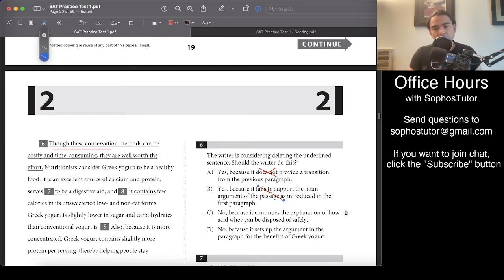So B's out. C, it continues the explanation of how acid whey can be disposed of safely. Now, does it? It doesn't. It just describes that they're well worth the effort. We don't see any greater explanation of how acid whey can be disposed of safely. For D, it sets up the argument in the paragraph for the benefits of Greek yogurt. Okay, this seems good. We can double check by reading the next sentence. "Nutritionists consider Greek yogurt to be a healthy food, is an excellent source of calcium and protein." That does seem to be the benefits of Greek yogurt. So this answer choice seems to be the only one that passes. So we're going to select D.